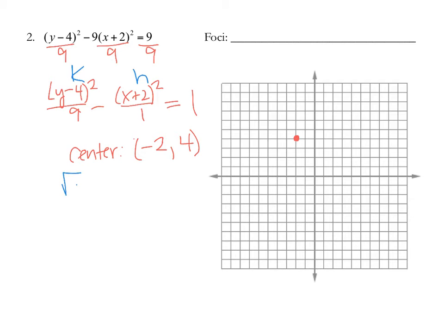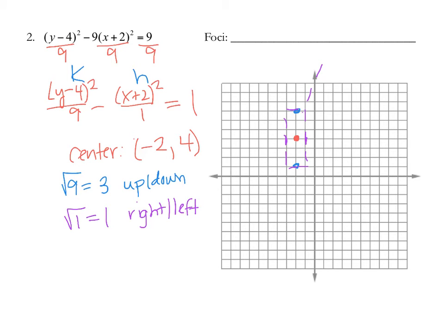And then I'm going to move the square root of the denominator, which is 3, in the direction of the numerator that has y in the numerator, so we're going to go up and down 3. And then square root of the denominator is 1, which is 1, in the direction of the numerator that has x, so we're going to go right and left 1. Because that's the second fraction, that's going to be the dash. And then we're going to make this little skinny rectangle here.